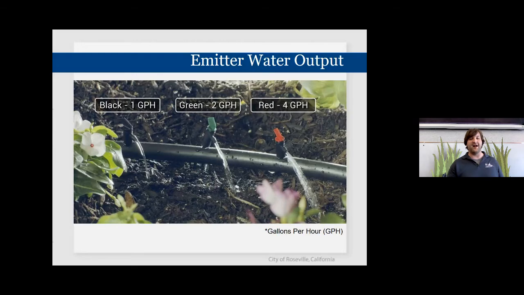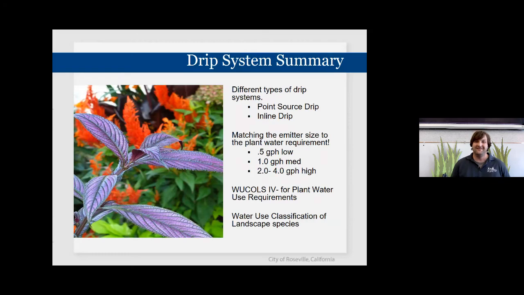And while this image is great, you never want to have your drip line looking like that with a 1 gallon per hour next to a 2 gallon per hour next to a 4 gallon per hour. Please never do that. Next slide.